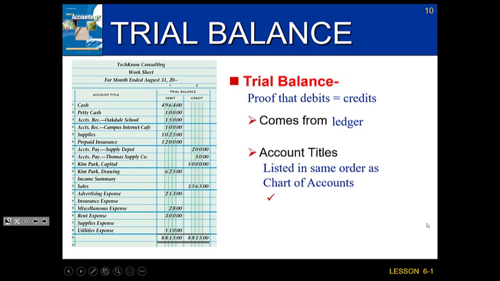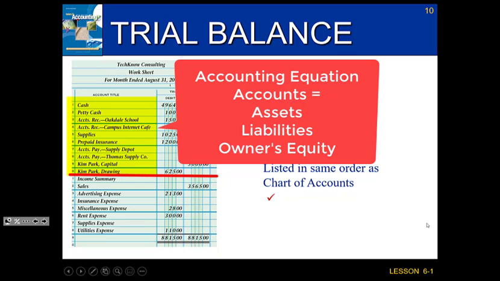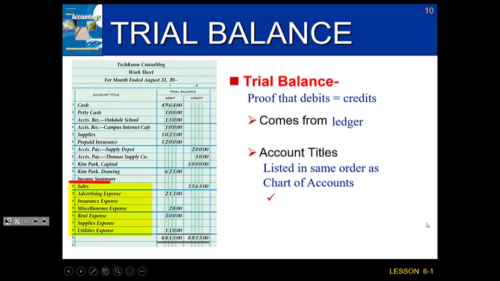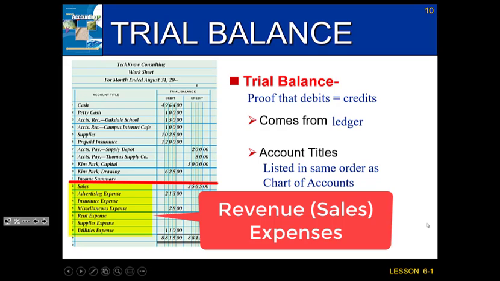The way I like to think of income summary, or the little trick I have for income summary, is if you notice everything above the income summary line is our accounting equation accounts. So it's our assets, our liabilities, and our owner's equity. Everything below this income summary imaginary line is our revenue, which is sales, and our expenses.